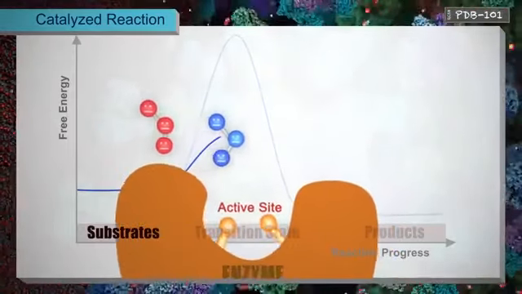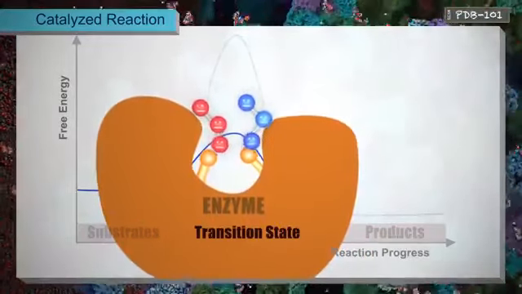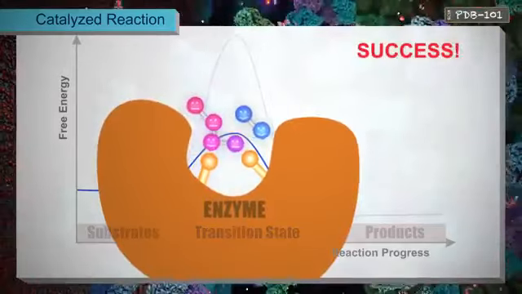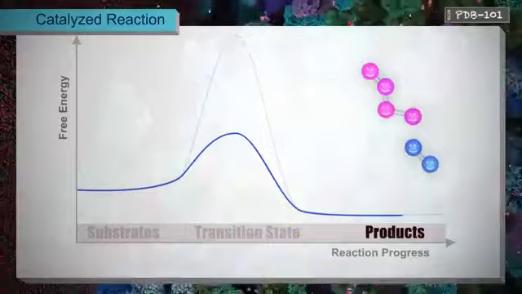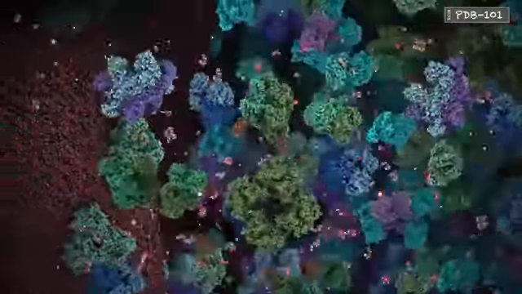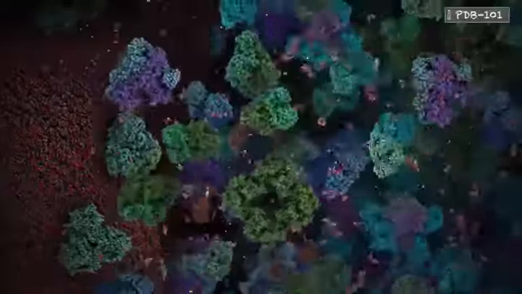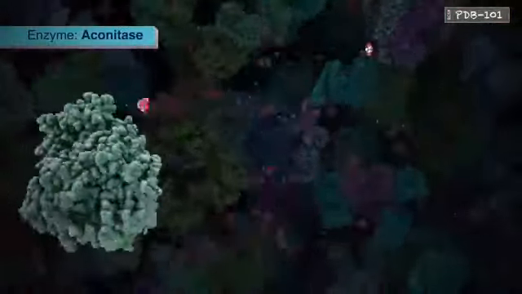An enzyme acts as a template for the reaction, binding to its substrate and holding it in the proper position to form the product. An enzyme also surrounds its substrate with reactive groups that stabilize the transition state, making it easier for the reaction to occur. To understand how enzymes work, let's take a closer look at a reaction in the citric acid cycle that is catalyzed by the enzyme aconitase.